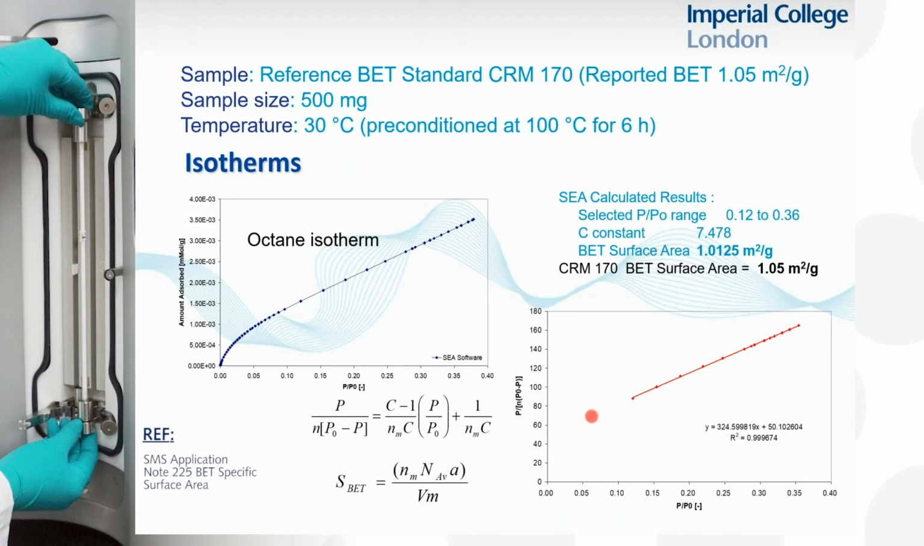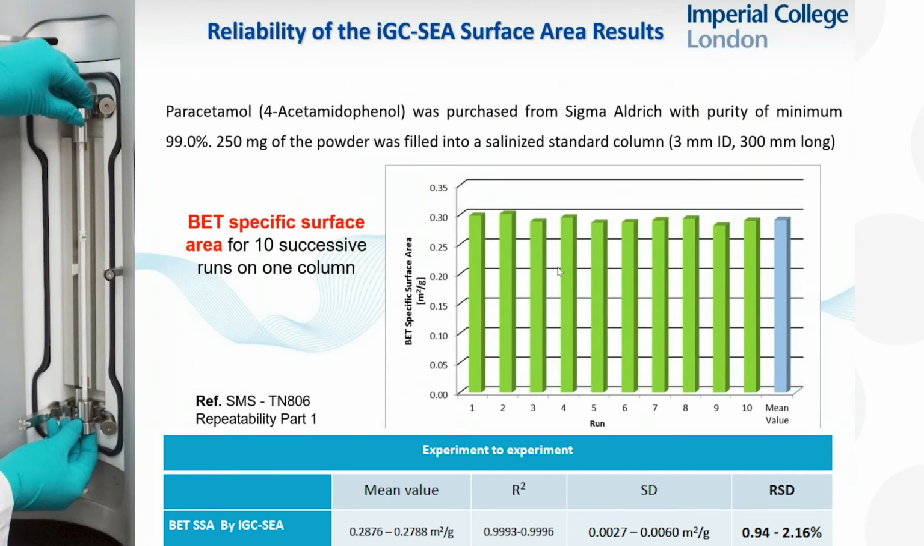But of course, you're not going to be interested in aluminium oxide. We would like to look at a pharmaceutical material. So here is some data on a pharmaceutical material. This material is paracetamol, otherwise known as acetaminophen. We've brought some material just from Sigma Aldrich, high purity. We've used 250 milligrams, so that's certainly 5 to 10 times less than you use with BET. We've packed a column and we've measured the BET surface area in 10 successive measurements. And what you can see here is that the surface area of this material is low.